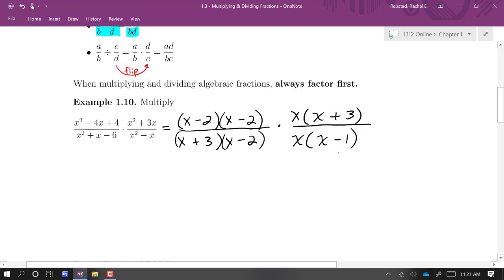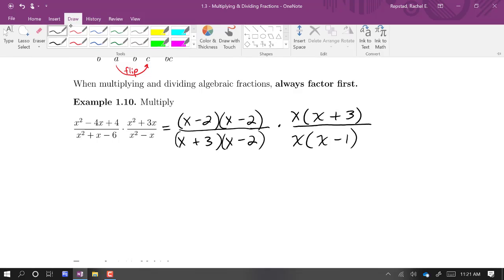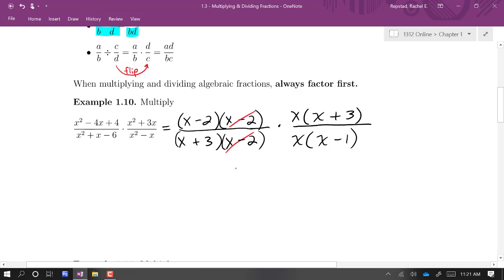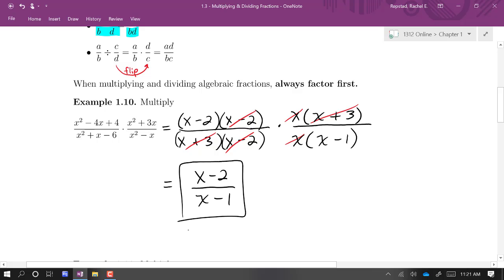So now that everything's factored, we just whip into a frenzy of canceling anything that will cancel. We have an x minus 2 and an x minus 2. We've got an x plus 3 and an x plus 3, and we've got a common factor of x. Then we just write out what we're left with. On top we have x minus 2. On the bottom we've got x minus 1. And that's our final result.